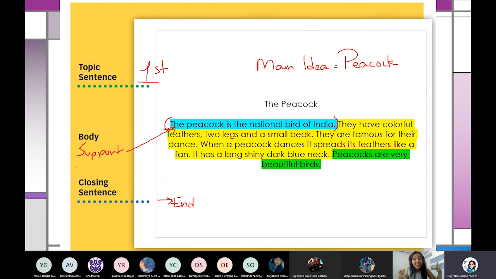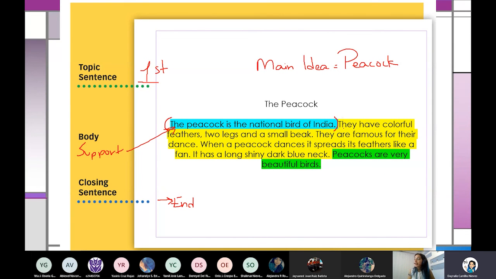So, they have to give us details about the peacock. And that is exactly what they do. The topic sentence is: The peacock is the national bird of India. So that means that for the body, the supporting details are going to be details about the peacock. So let's see if that's true.